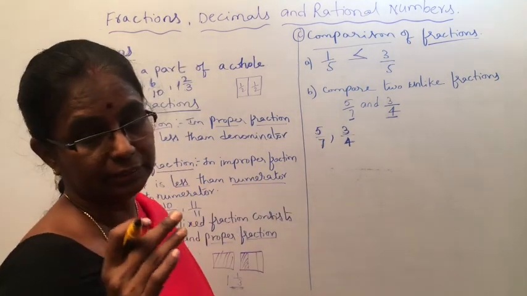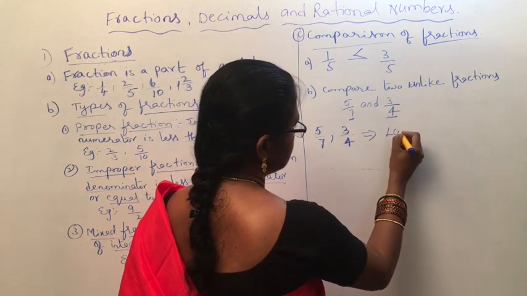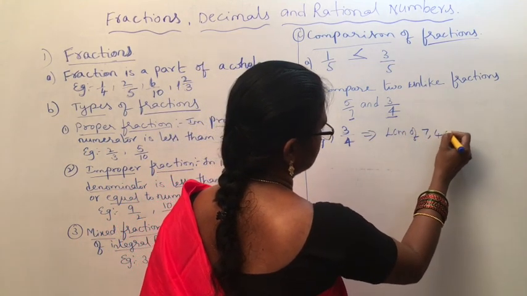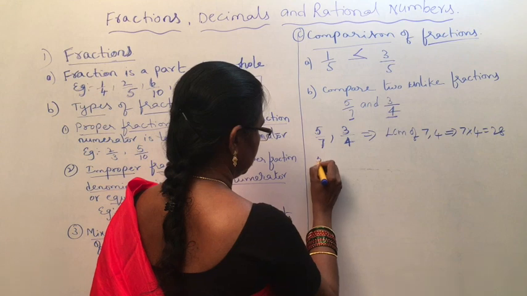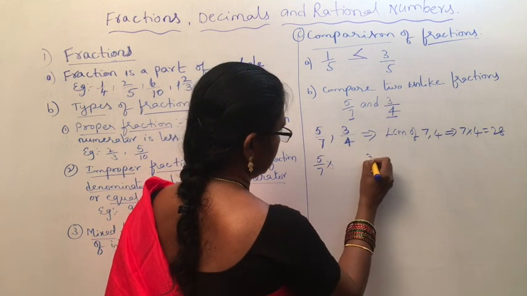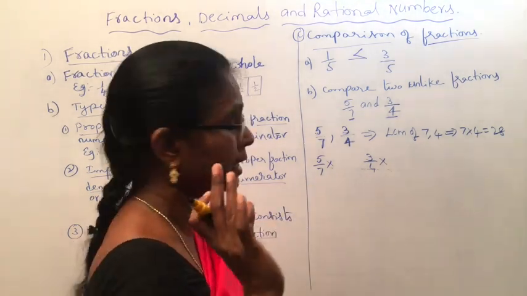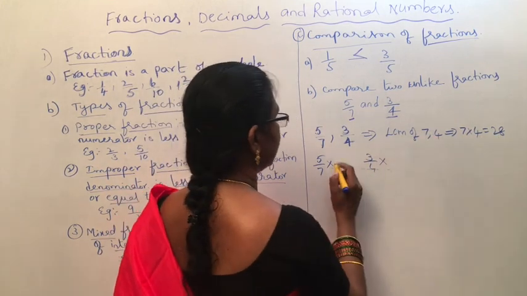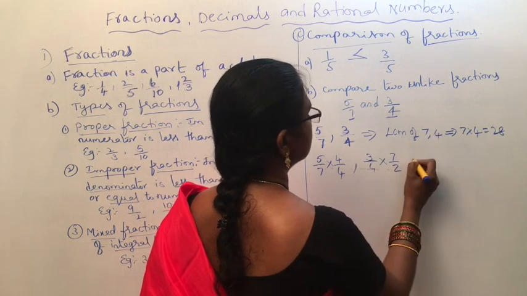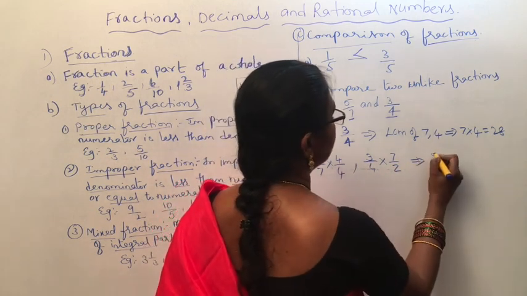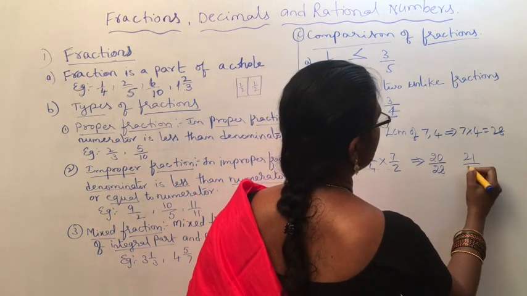Then we have to convert them into like fractions. For that, first we have to find the LCM of 7 and 4, which is 28. Now 5 by 7 and 3 by 4. Change them to like fractions, meaning the denominator must be the same. How many times does 7 go in 28? 4 times. 4 fives are 20, so 20 by 28. And 3 by 4 becomes 21 by 28.